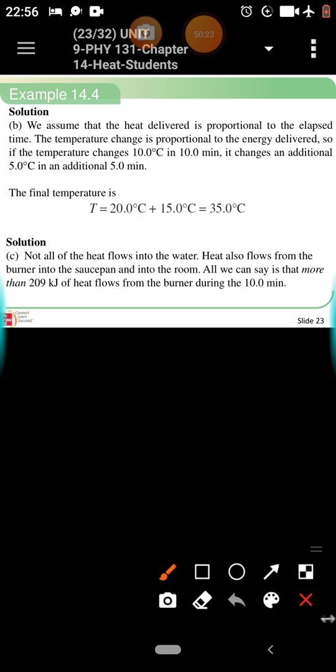From the formula, Q is proportional to the change in temperature, because the mass and the specific heat capacity are constants, things that will not change. So the energy delivered will be proportional to the change in temperature. This is what the statement says.